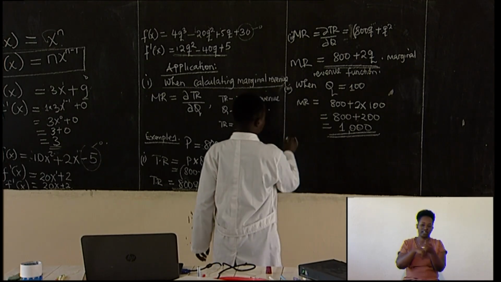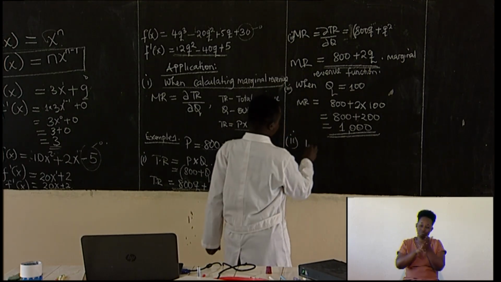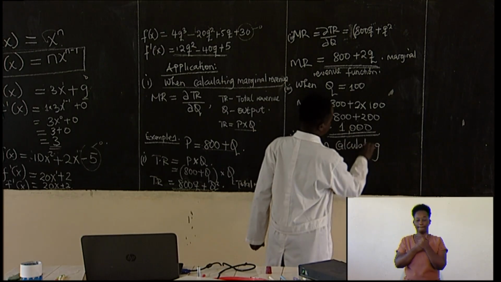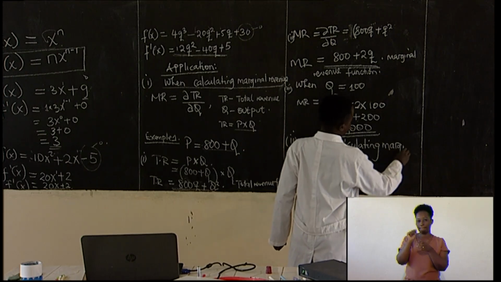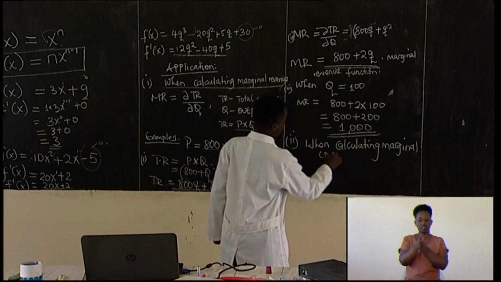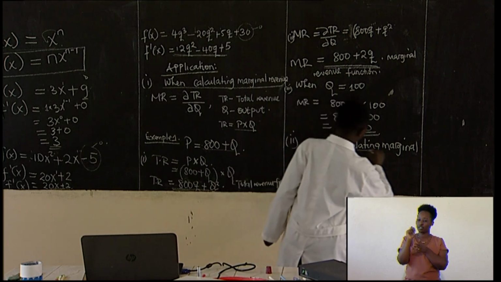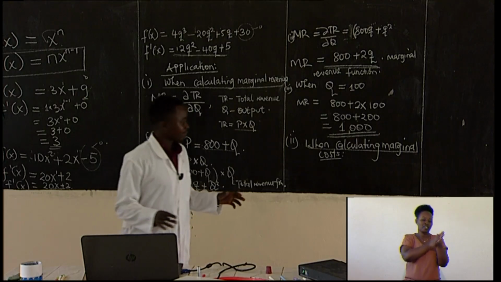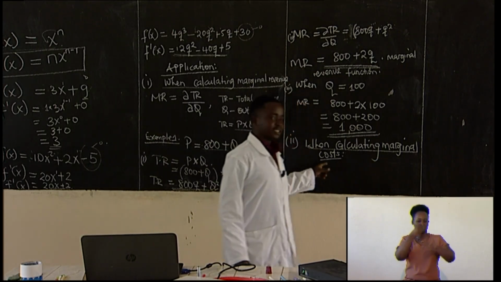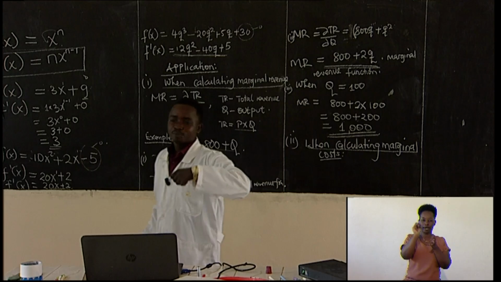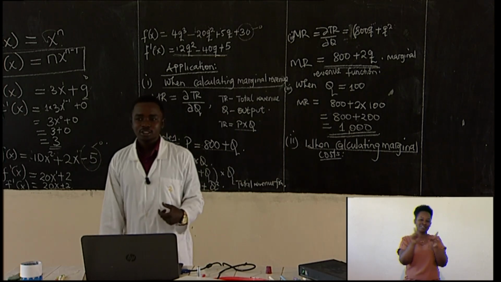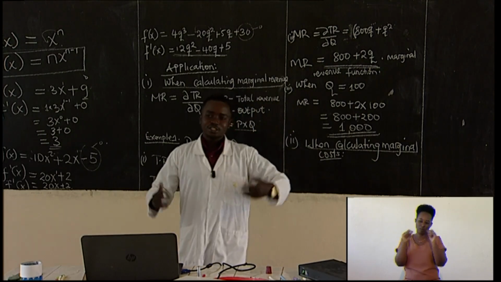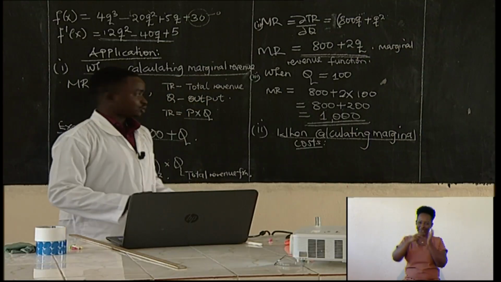Then application number 2: we can also apply differentiation when calculating the marginal cost. What is marginal cost? And what is a cost? A cost is an expense incurred during production of goods and services. Therefore, marginal cost is the additional cost incurred in production of an additional unit of output. Because of the word marginal, you must bring the word additional.